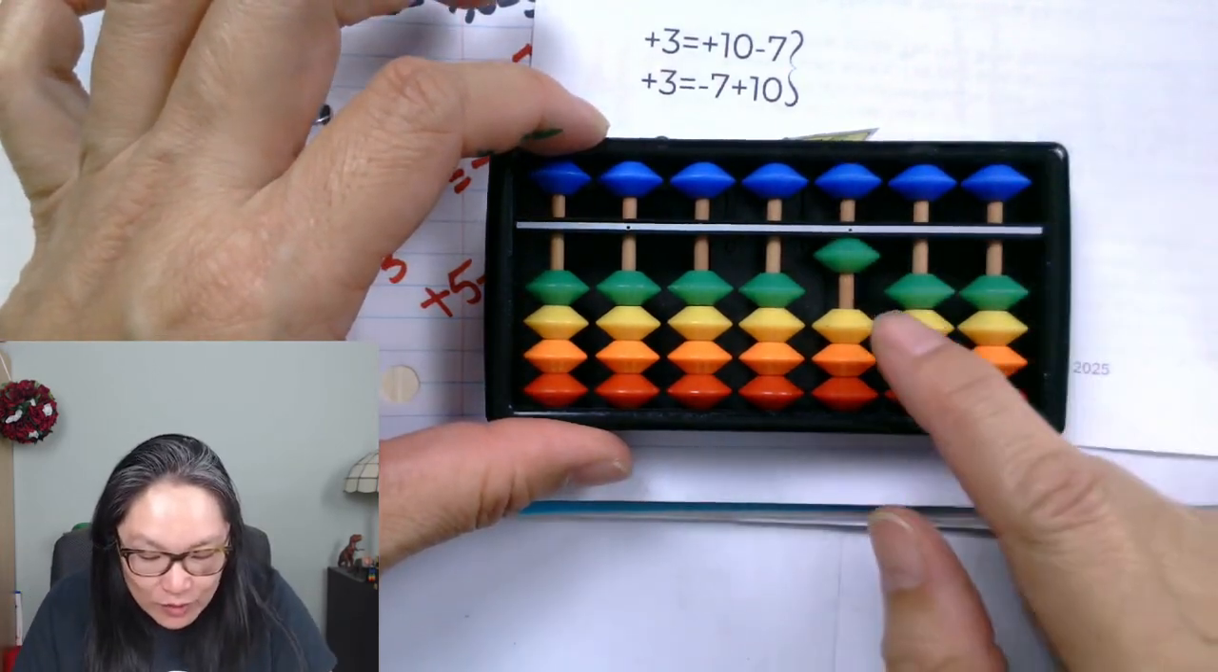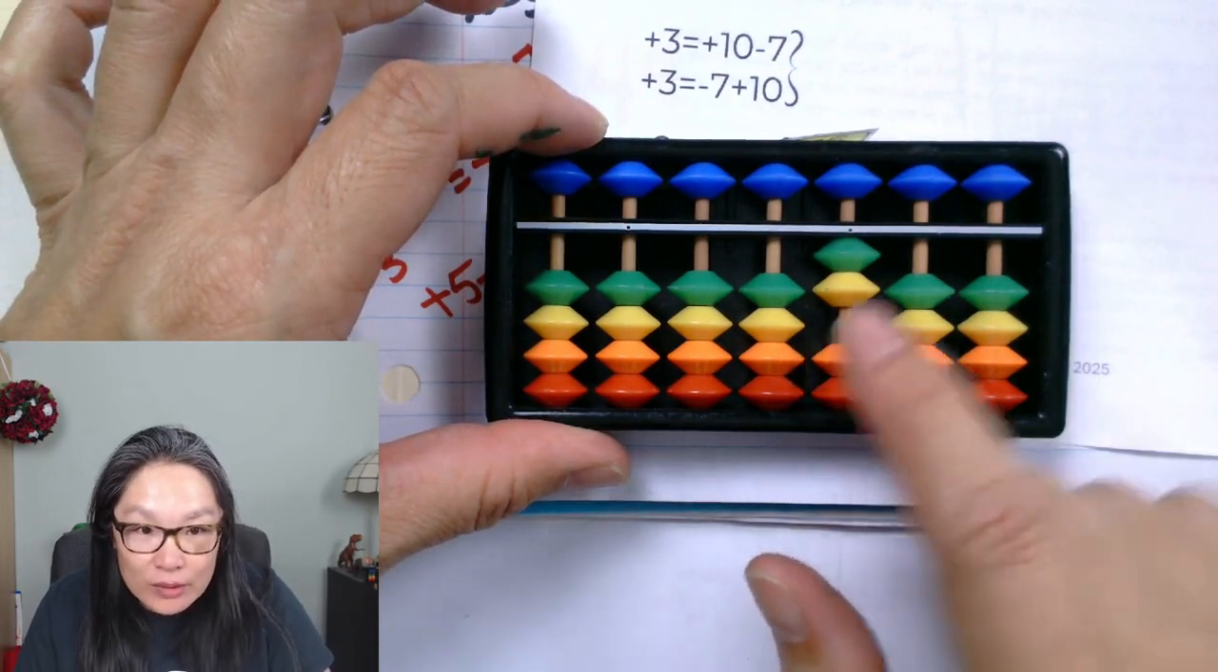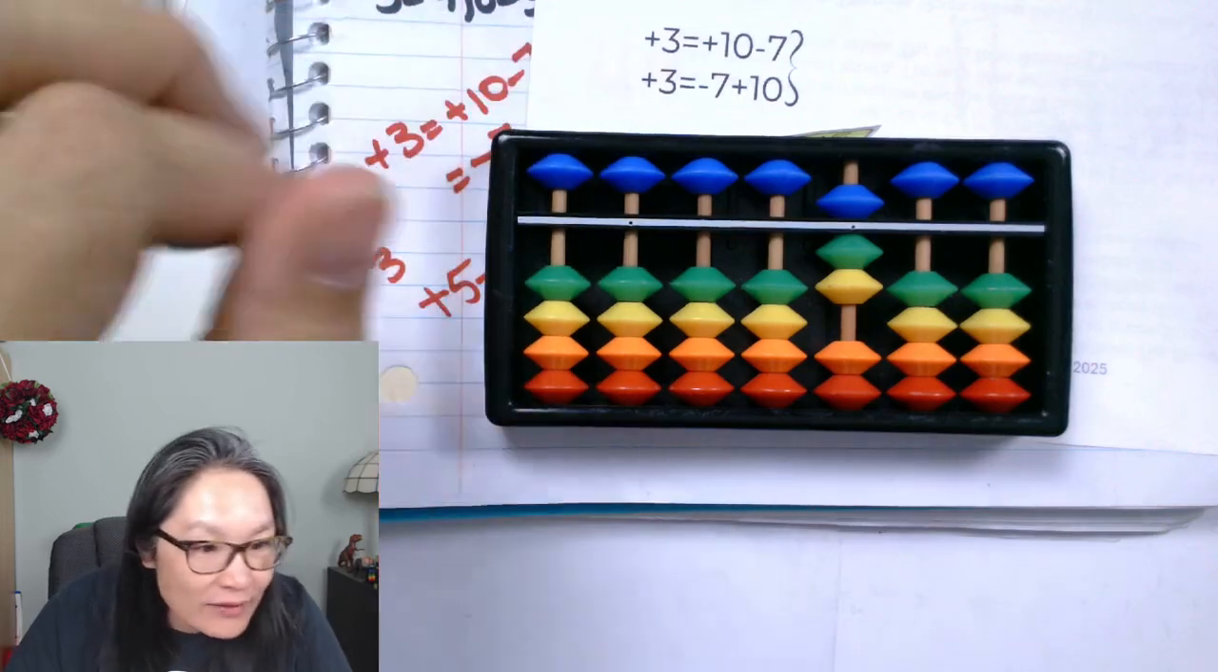Sorry, Bambi. So we do 2. We know what 2 looks like. We add the 5, we have 7.